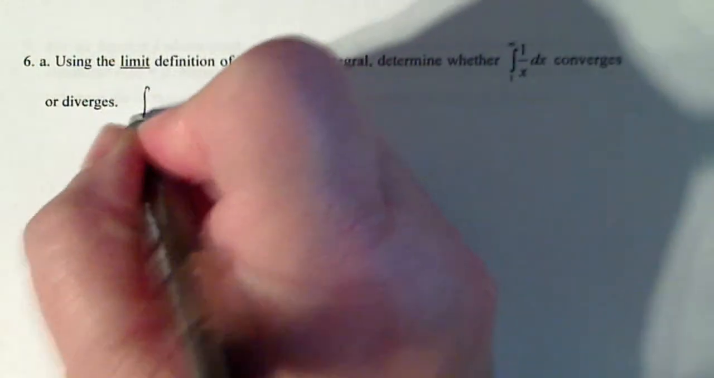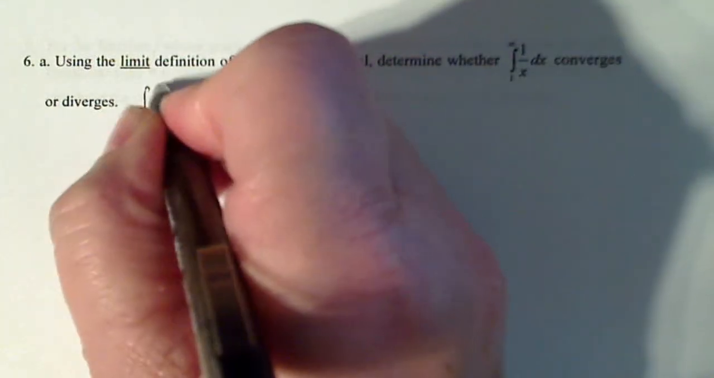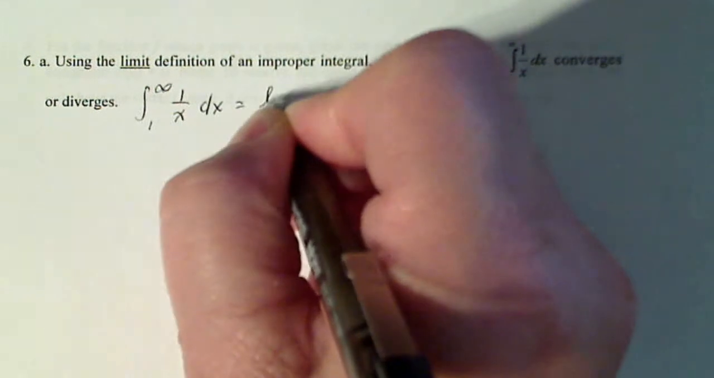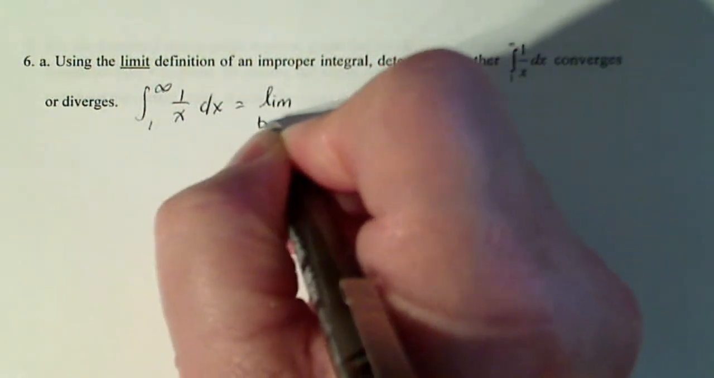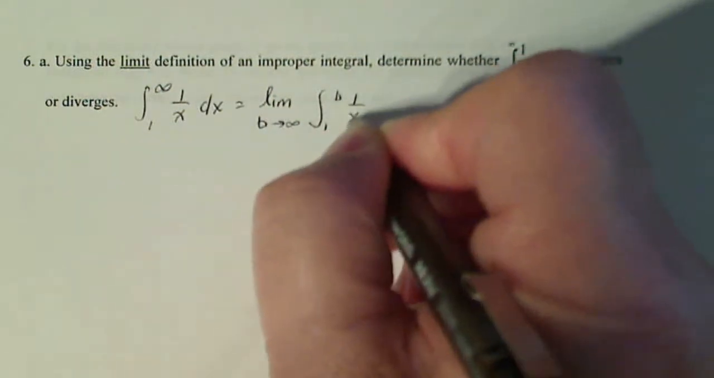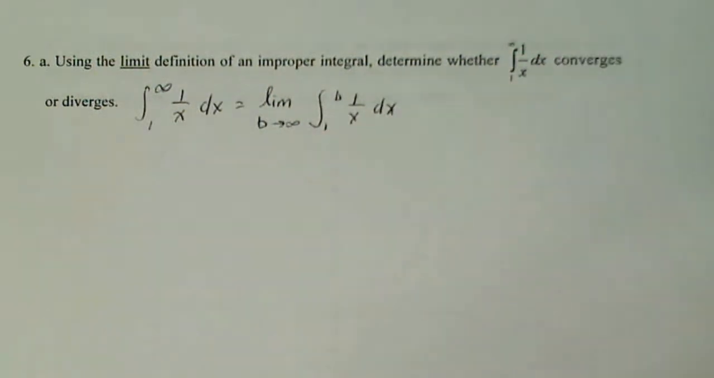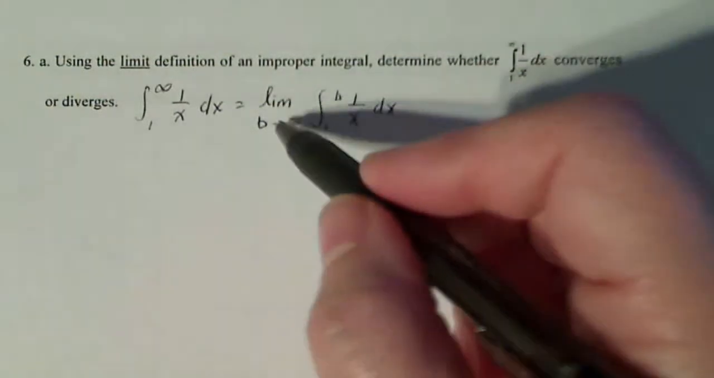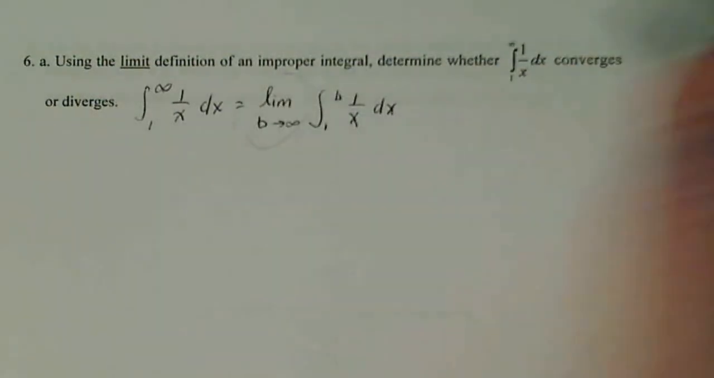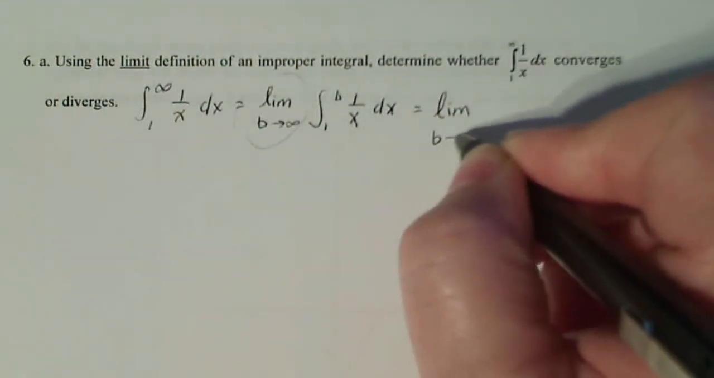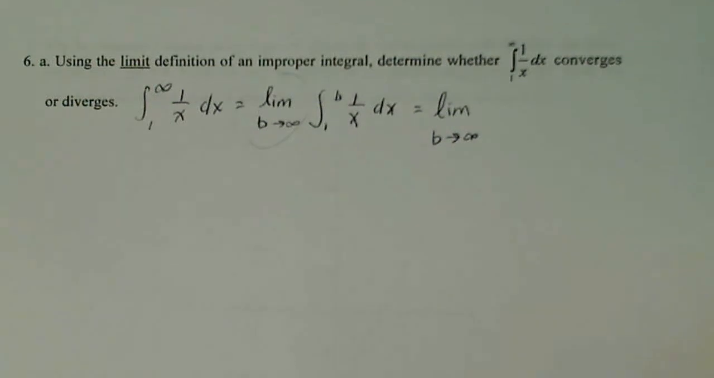So if I start off with the integral from 1 to infinity of 1 over x dx, that's equal to the limit as b goes to infinity of the integral from 1 to b of 1 over x dx. That's always the first thing that you should do when you're doing an improper integral, is put the limit in front, always. That's equal to, now since I'm not taking the limit yet, I still have to write it. You don't actually take the limit until after you've used the fundamental theorem.